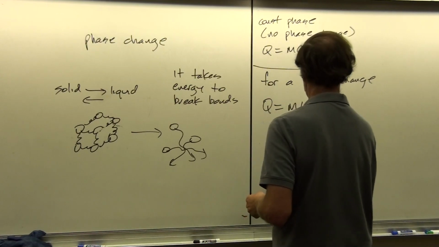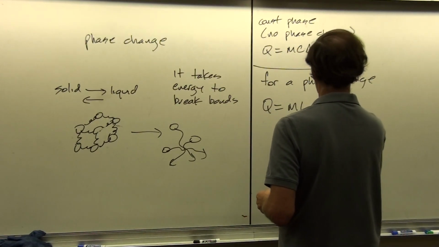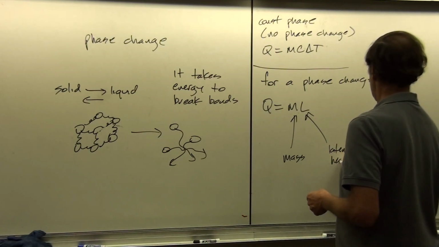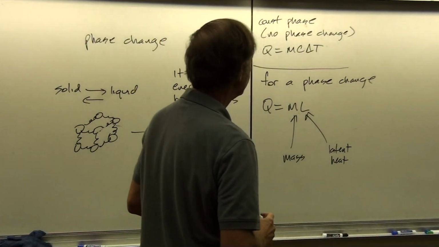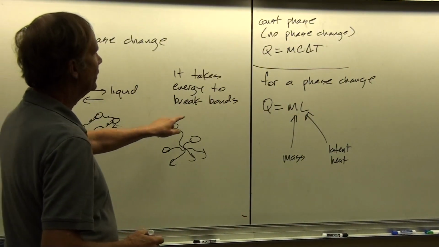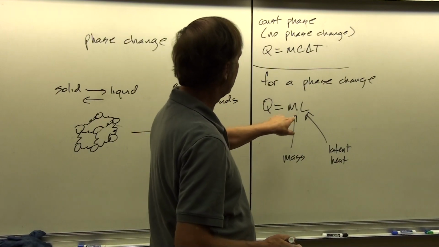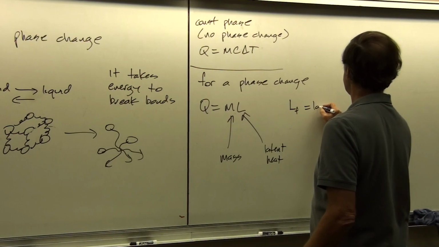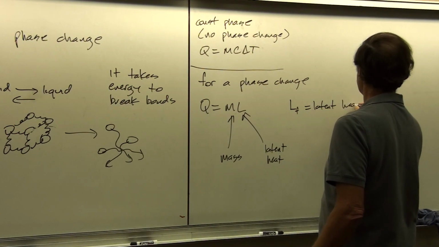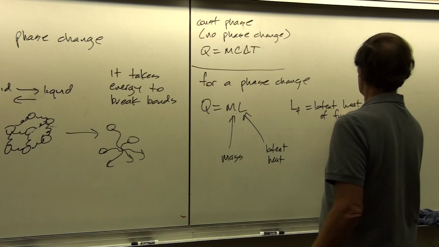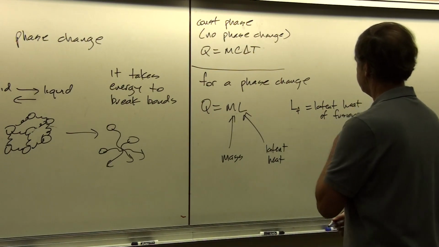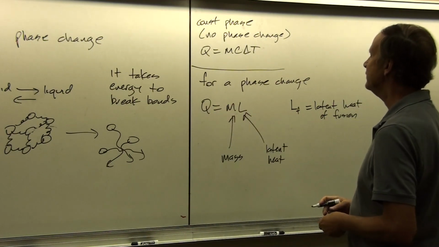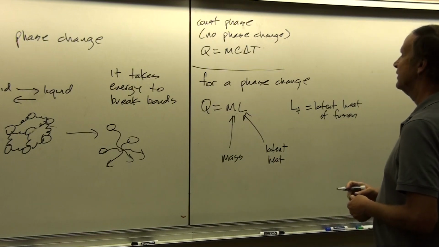Where m is the mass of the material, and L is the latent heat that is required to produce a phase change. So for the conversion of ice into water, we call the latent heat of fusion the constant that relates the heat that is required to make the phase change with the mass that we have.